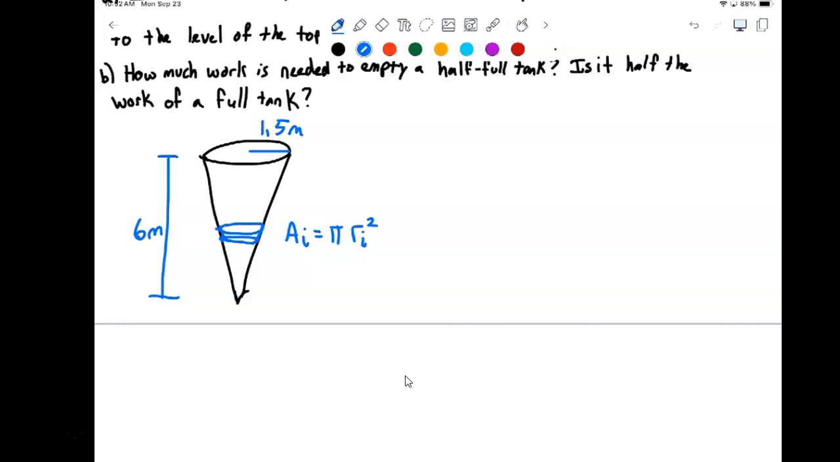But now, what's the radius? Well, to do the radius, we need to realize what's going on here. How was this cone originally generated? Well, a cone is generated by taking a straight line and revolving it about an axis, in this case, the y-axis. So what I can do is take my information here, the 6 meters and 1.5 meters, and I can use that to draw a picture of what's going on.